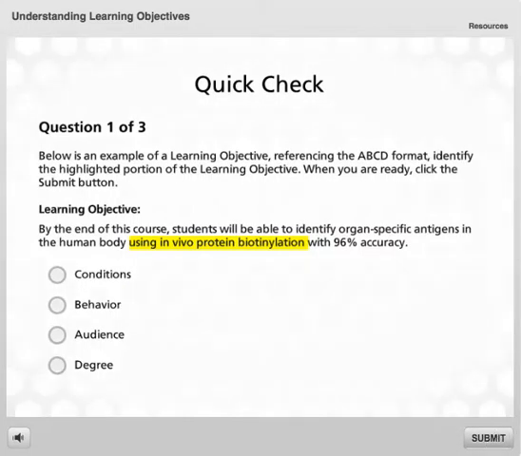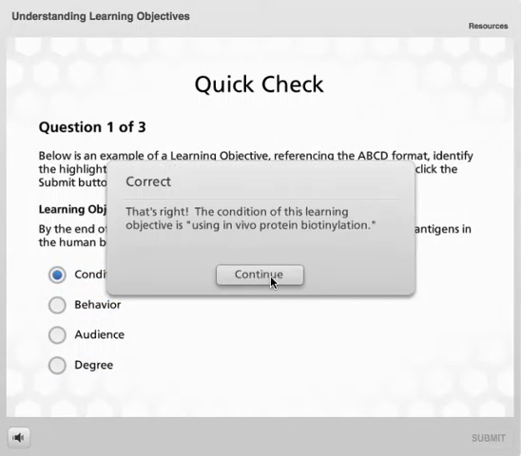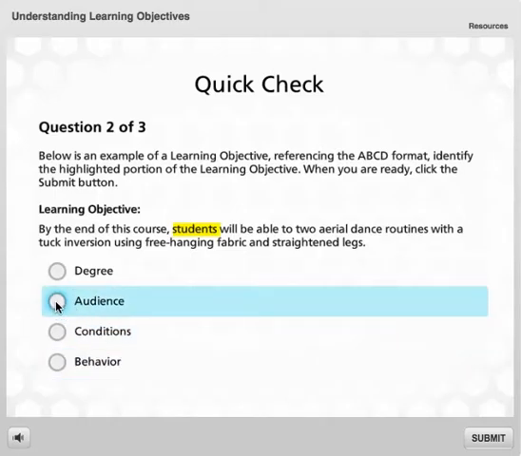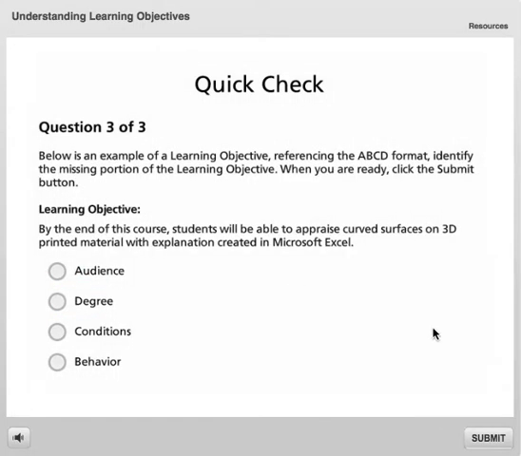Below is an example of a learning objective. Referencing the A, B, C, D format, identify the highlighted portion of the learning objective. When you are ready, click the Submit button. Below is another example of a learning objective. Identify the highlighted portion of the learning objective. When you are ready, click the Submit button. Below is an example of a learning objective. Referencing the ABCD format, identify the missing portion. When you are ready, click the Submit button.